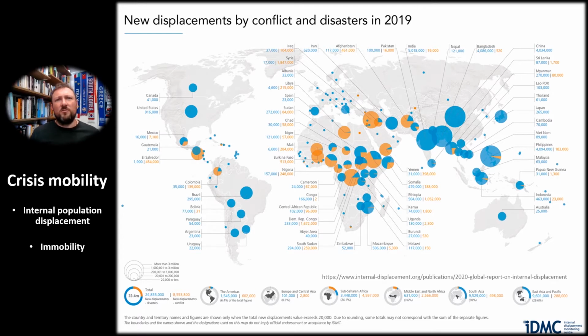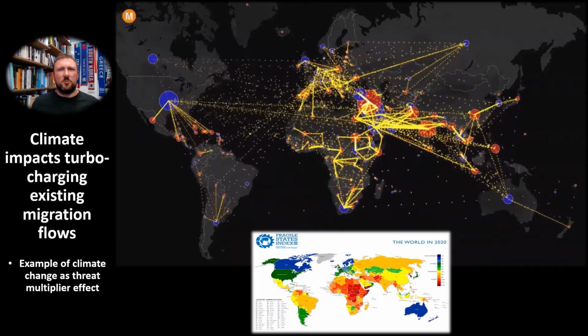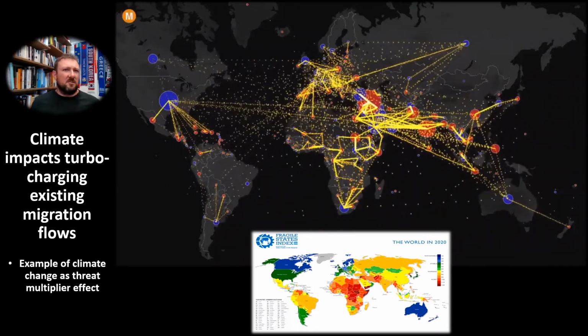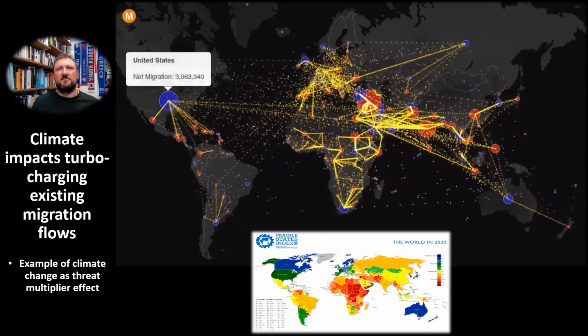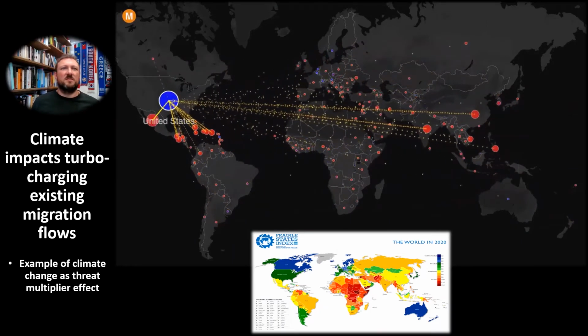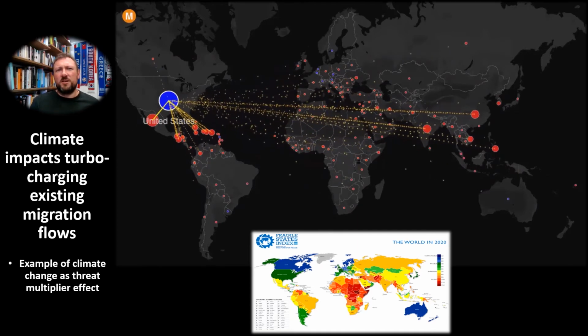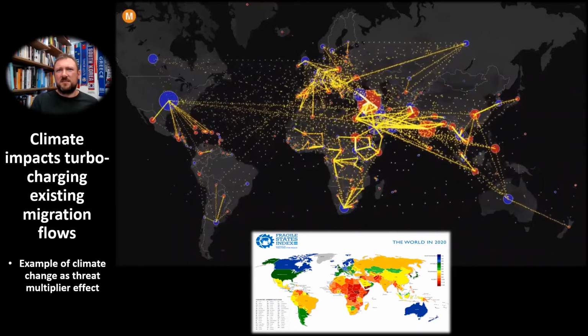Also, the most vulnerable people in climate situations are frequently those who can't move at all and are compelled to stay in place. This graphic shows the routes and the relative magnitude of global migration flows. So climate change impacts are likely to turbocharge these existing migration flows, which is an illustration of the threat multiplier effect that we touched on in week 7. From a climate perspective, you can think of population movements as flows from areas of low adaptive capacity to high adaptive capacity.